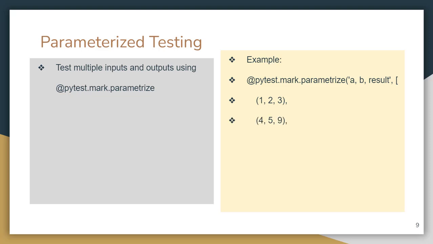It represents tuples of a and b: (1, 2), (3, 4), (5, 9), and the results are 3, 7, 14, or rather as dictated, 10, -1, 9. Then we define a function test_addition with parameters a, b, result. After the colon, assert a + b == result, that is, we check whether the sum of a and b is equal to the result or not.